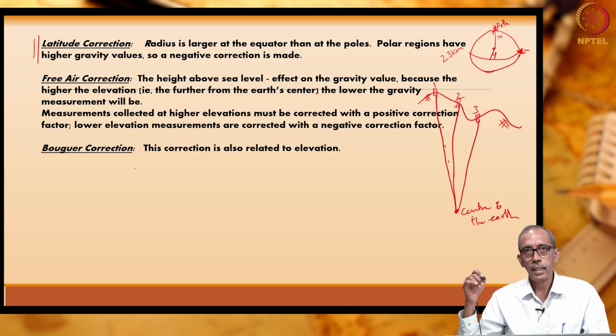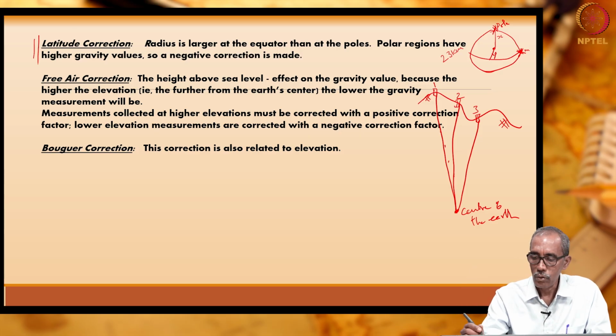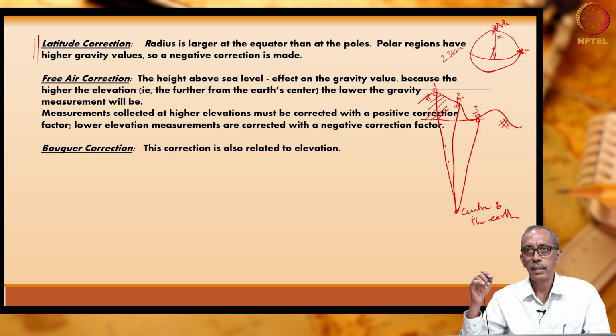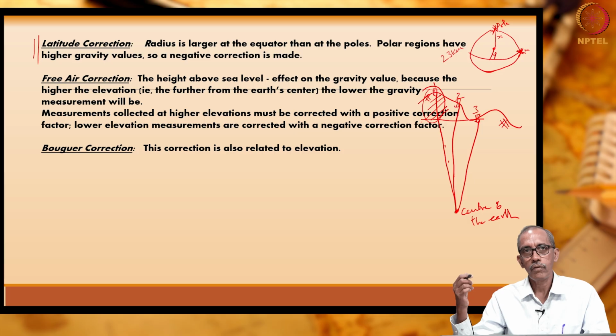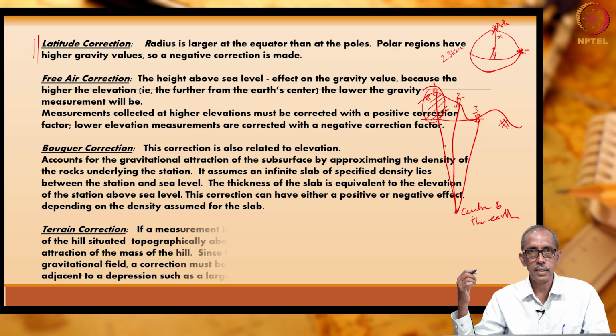Next is Bouguer correction. Here, the Bouguer correction takes into account additional mass. Compared to station 3, the value measured at station 1 takes into account the additional mass of material present, as I am drawing here. Whereas, this much additional mass is not present at station 3. This we account for. That is what is known as Bouguer correction.